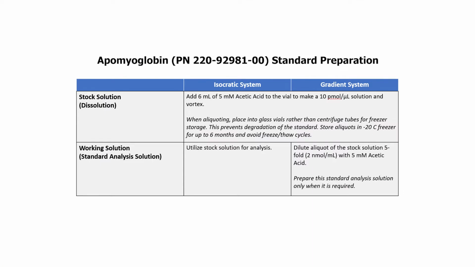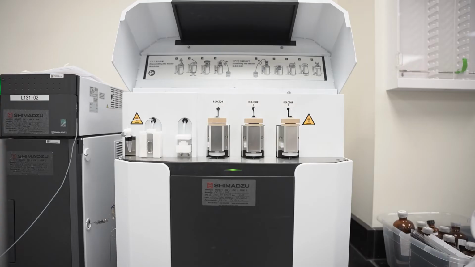While the system is warming, you can either prepare your apomyoglobin standard in the method shown or thaw out your pre-prepared standard stock solution and dilute it to form your working solution. Next, we will load the apomyoglobin standard into a PPSQ reactor. You can access the reactors and load the apomyoglobin standard while the LC system is still warming up.